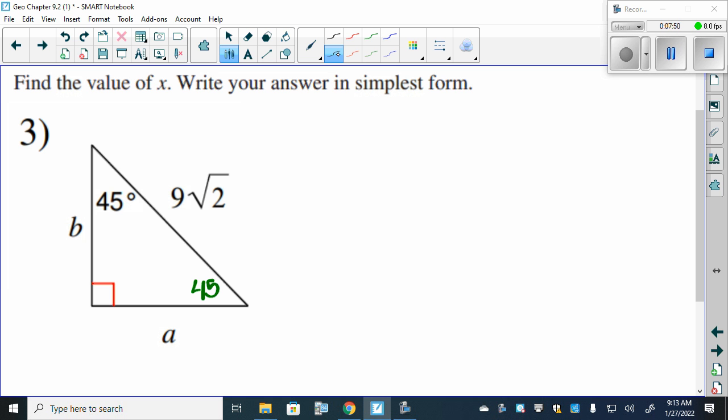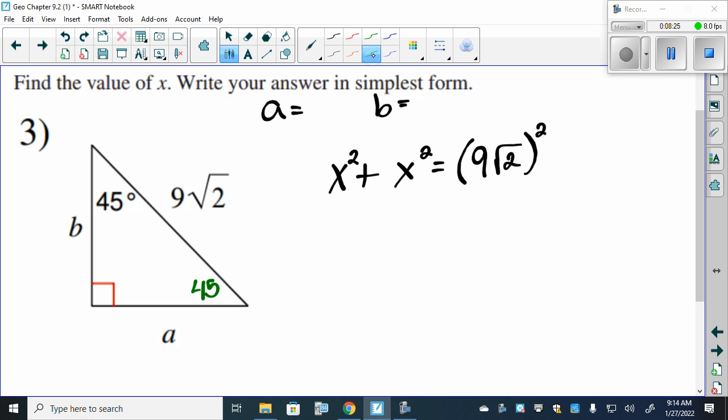Yes? And we need to find the value of A and the value of B. Well, what do we know about A and B? They're going to be the same. Yes? And what would they be? Since they're both the same, let's just call them x and x. And in the Pythagorean theorem, we would say that x squared plus x squared is equal to c squared, which is 9 square root of 2, because a squared plus b squared is equal to c squared.